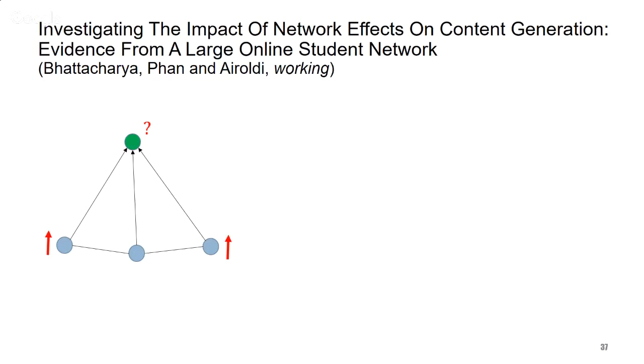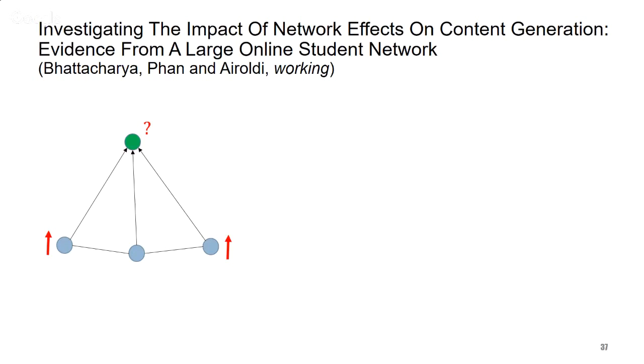You think of these blue nodes as your peers who are producing a lot of content on social media. How does that influence what you produce on the platform? So if your peers are producing more, does that encourage you or influence you to produce more? Or vice versa, are you overloaded with all the content and you reduce your content production?